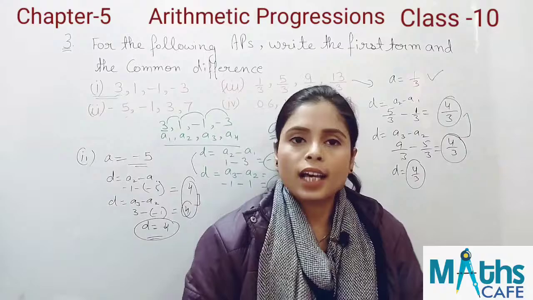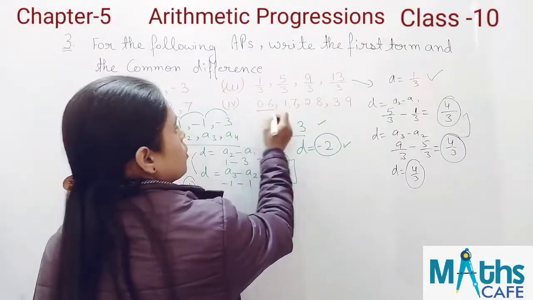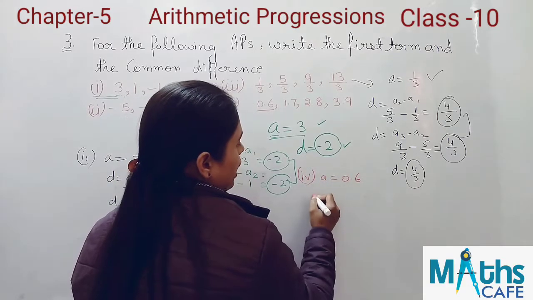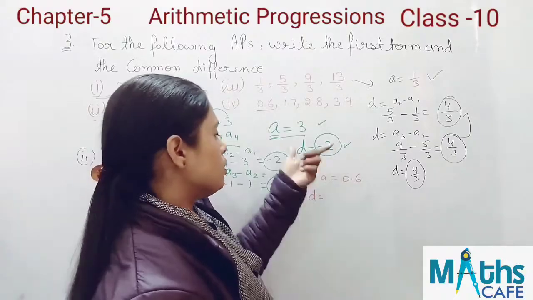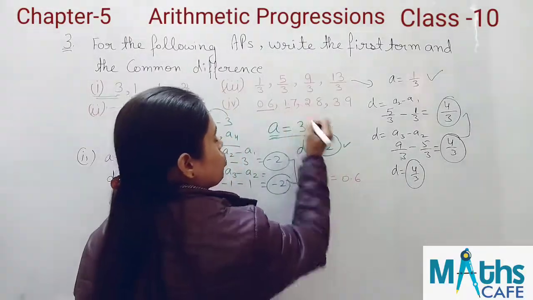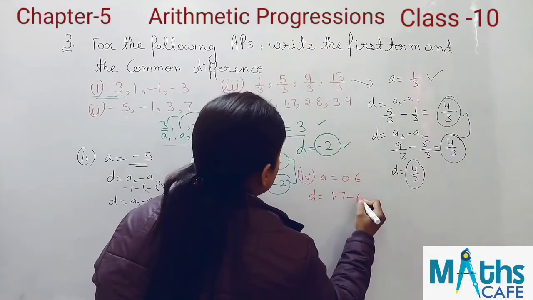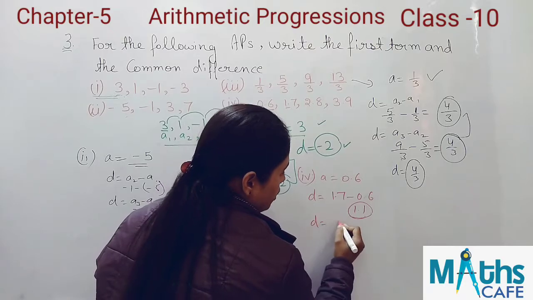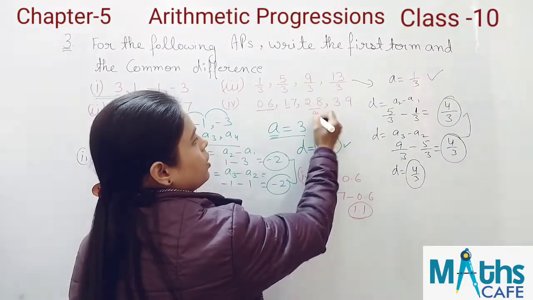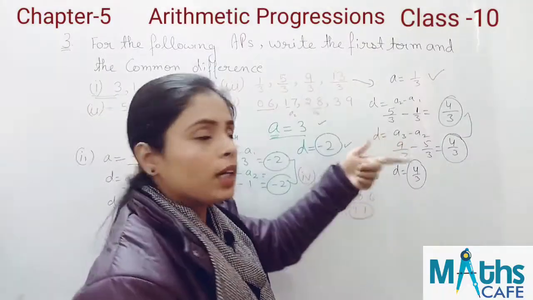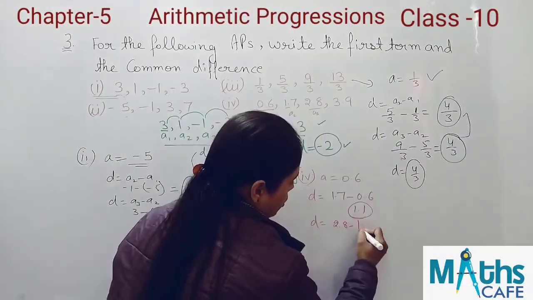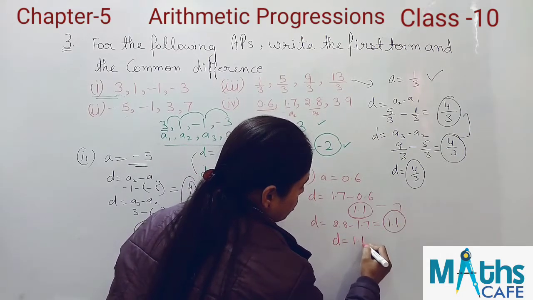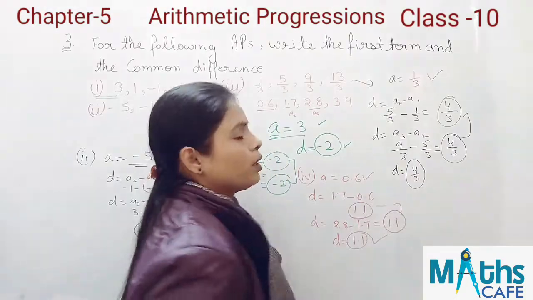Now let's do the last part of this question. Here, A will be 0.6, and for D, A2 minus A1. Now we will just substitute the values. A2 is 1.7 and A1 is 0.7, so it will come 1.1. For the second D, A3 minus A2, so 2.8 minus 1.7. It will come 1.1. So that means our D is 1.1 and the A value is 0.6.